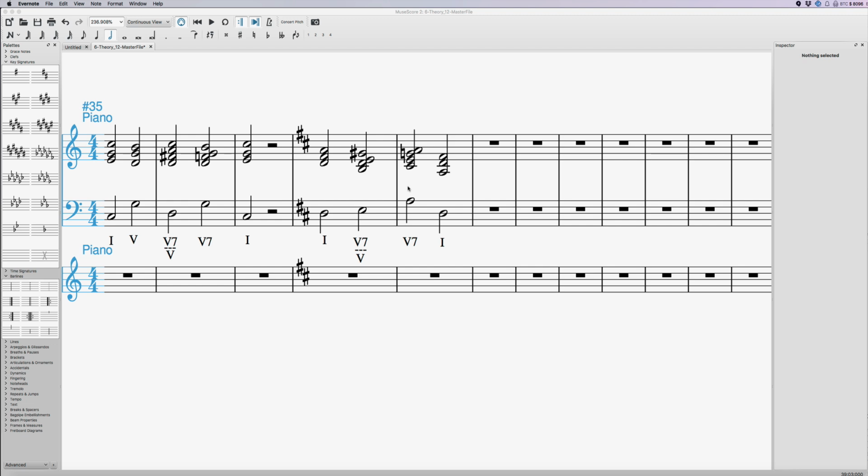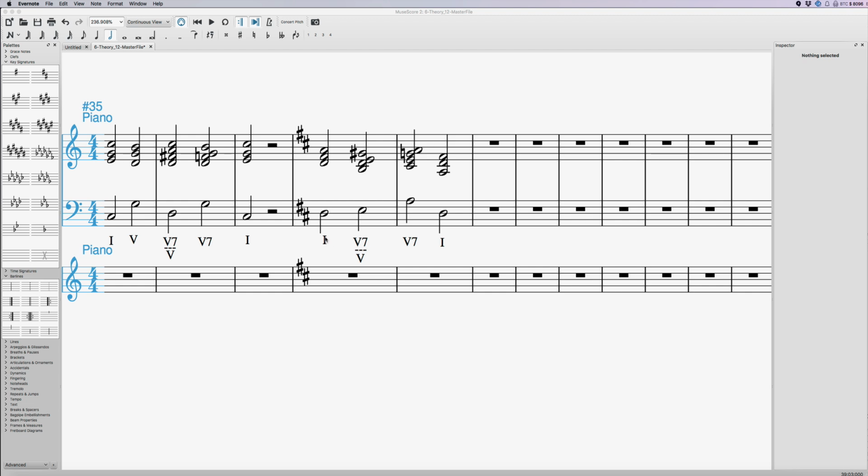Now, modulation is a big topic, and we're going to spend a lot of time on it, and it's kind of the majority, not the majority, but a big part of third semester music theory is modulation. And tonicization can be a part of modulation, and secondary dominants can certainly help with modulation. They are not modulation in and of themselves.